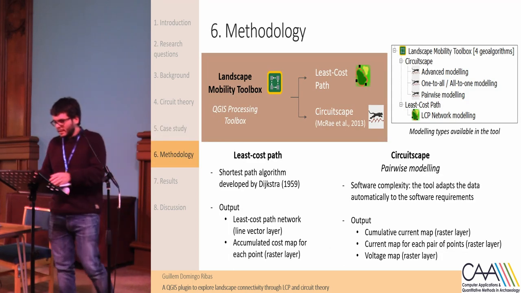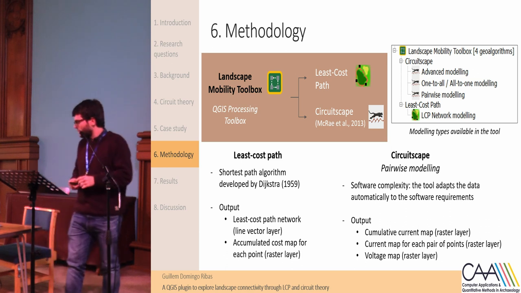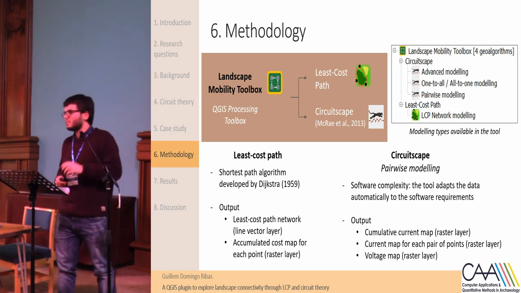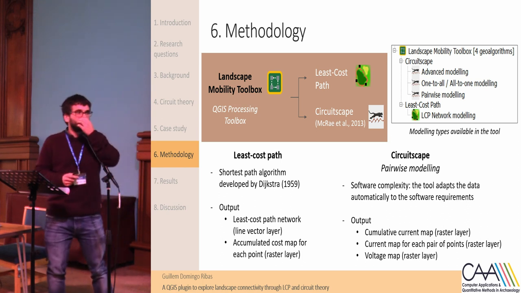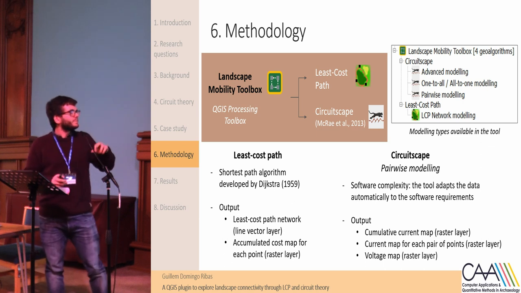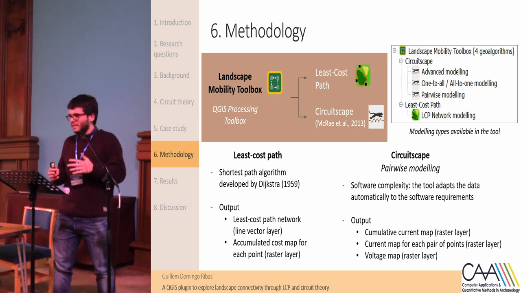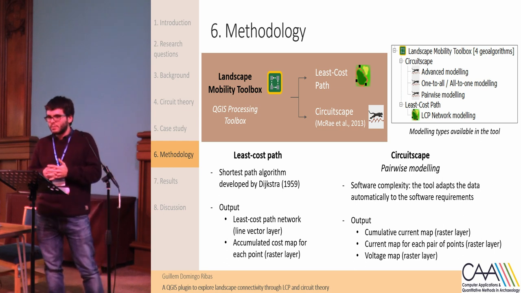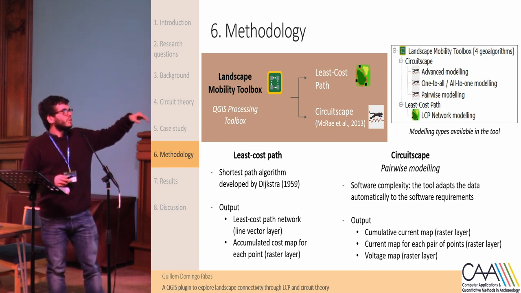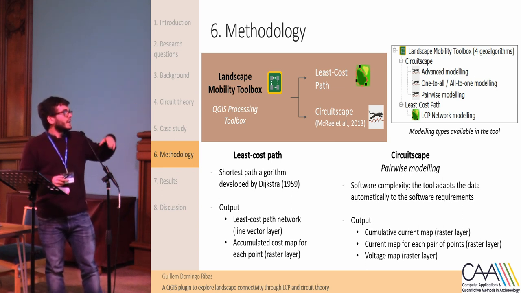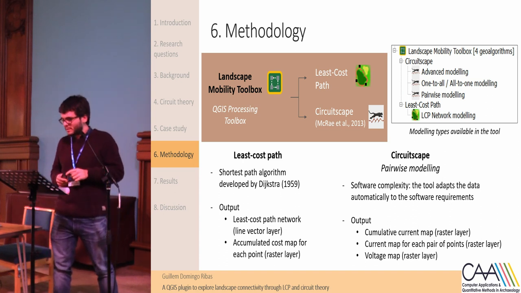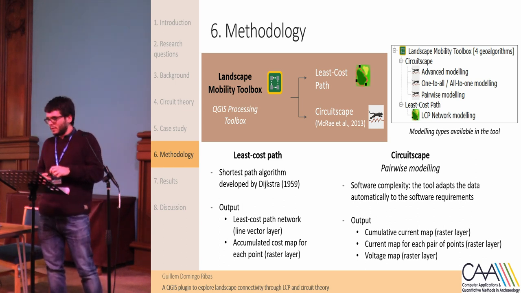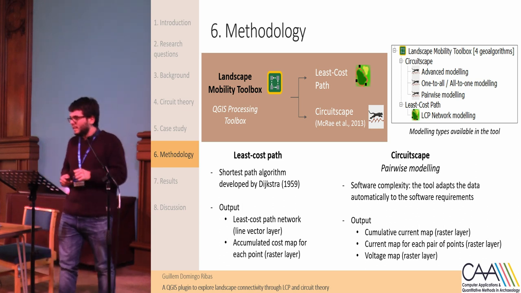Okay, methodology. One of the key points of the project was the creation of this toolbox, Landscape Mobility Toolbox, which is accessible from the QGIS processing toolbox. This toolbox enables the user to perform least cost path networks and also to study the landscape according to circuit theoretical models based on CircuitScape's algorithm. As we can see, all the modeling modes available in the landscape. As for my study, the least cost path applies Dijkstra, sorry for the pronunciation, to find the shortest path between two nodes in a network, taking direction into account.